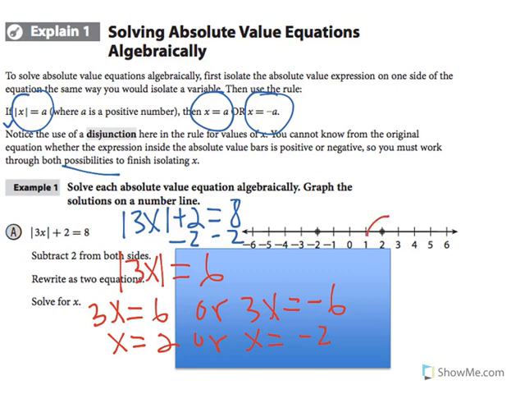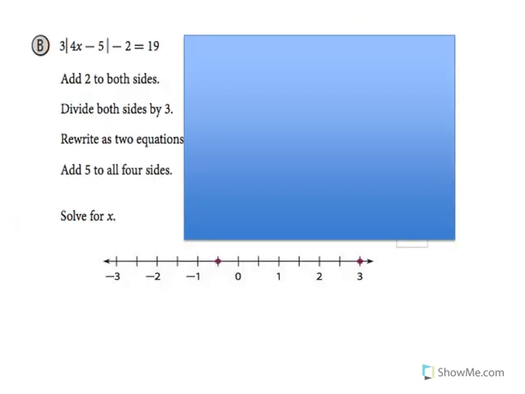So we have these two answers here, 2 or negative 2. Right, let's move on to our next one. So we need to solve this equation. So first we need to isolate the absolute value equation by itself.